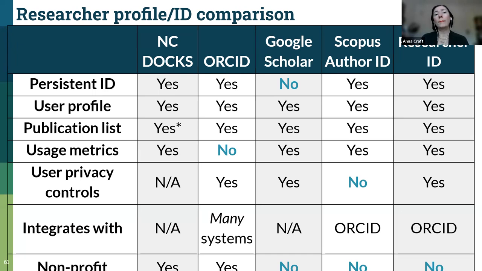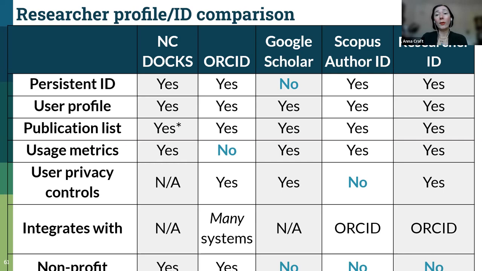So NC Docs, the privacy control there is that if you don't want a profile, you don't ask us for a profile. With ORCID, Google Scholar, and Researcher ID, you can create a profile and then make it only accessible to you, so nothing would show publicly. With Scopus, they don't have any kind of privacy control.